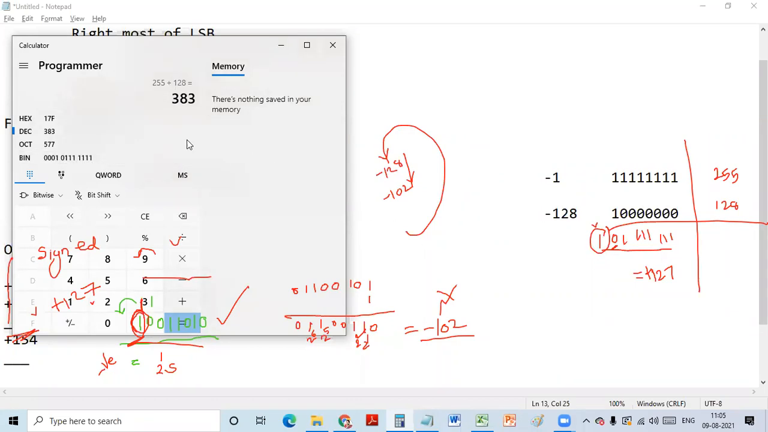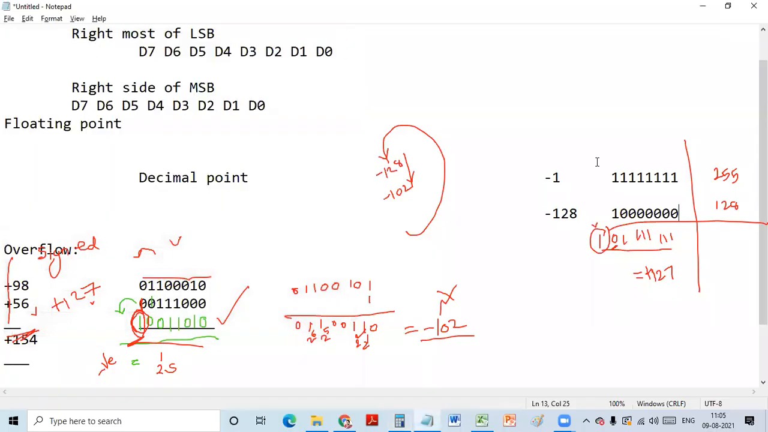How did we get 383? We have taken this extra bit as a carry and applied powers of 2, then we get the correct result. In the signed case, we use the concept of overflow, but in the unsigned case, all the bits will be considered for magnitude, including the carry. That will give you the result. There is no wrong result in the unsigned case. Only in the signed case, if overflow occurred, we neglect the result, saying that the result is incorrect.